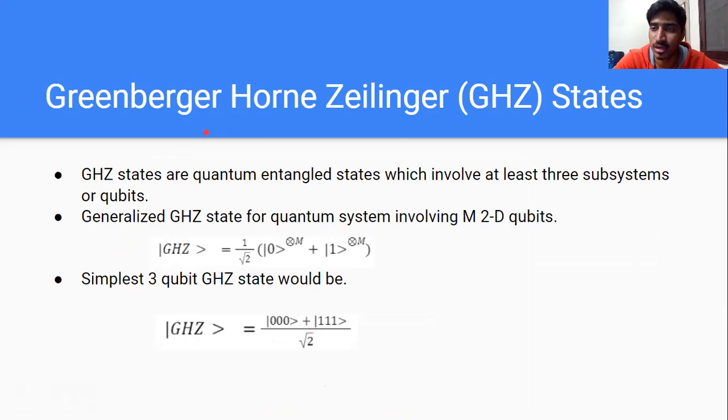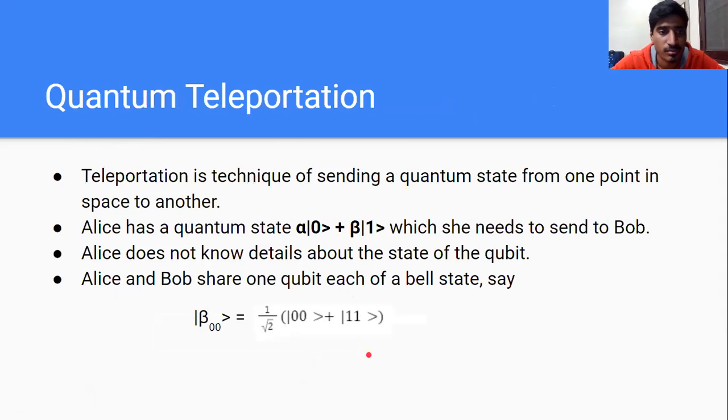Now we have the Greenberger-Horne-Zeilinger states, known as GHZ states. These are entangled states involving at least 3 qubits, and they can involve more than 3 qubits. So here is a generalized equation for obtaining GHZ states. It is not completely generalized, but somewhat. If we have m qubits, then we will end up with this kind of GHZ state. The simplest 3 qubit GHZ state would be this, which is simple to understand.